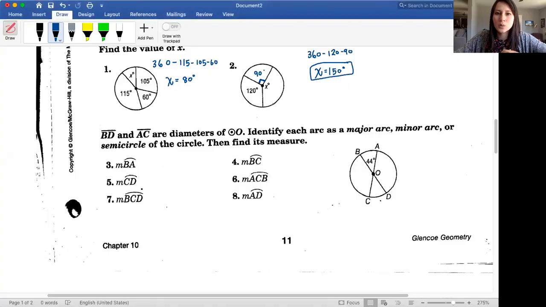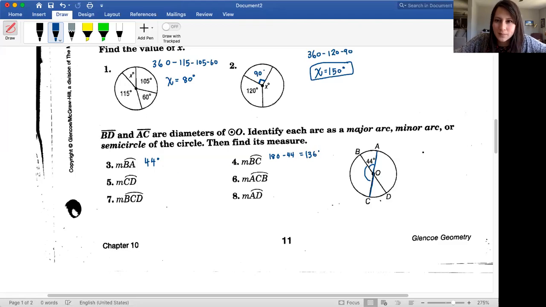So let's take a look at your study guide now. On here, we're going to basically decide what kind of arc it is and then find the measurement. So number 3, BA. Well, what's nice is it's labeled for us. So this angle is basically 44 degrees. Number 4, BC. All right, we need to find this measurement. Well, here's a diameter cutting my circle in half. Well, what's half of a circle? 180 degrees, right? So to find BC, I could just do 180 minus 44. And when I subtract that, I get my measurement, what's left of it. And that's 136.